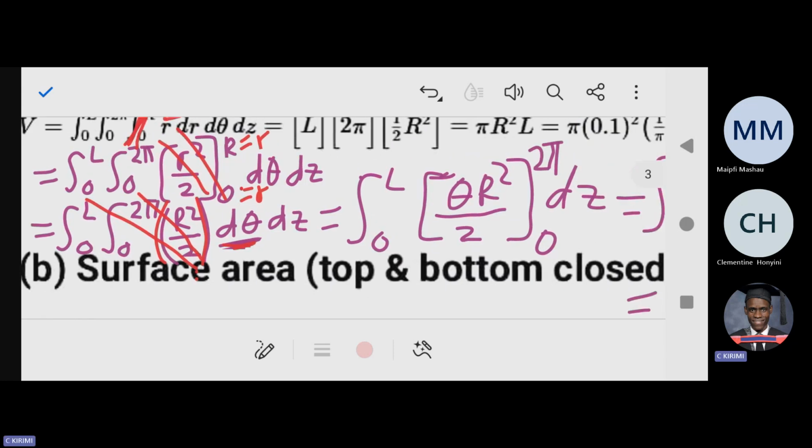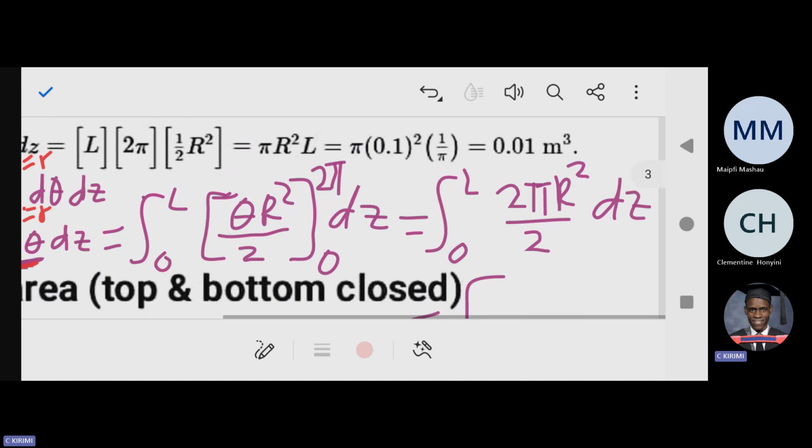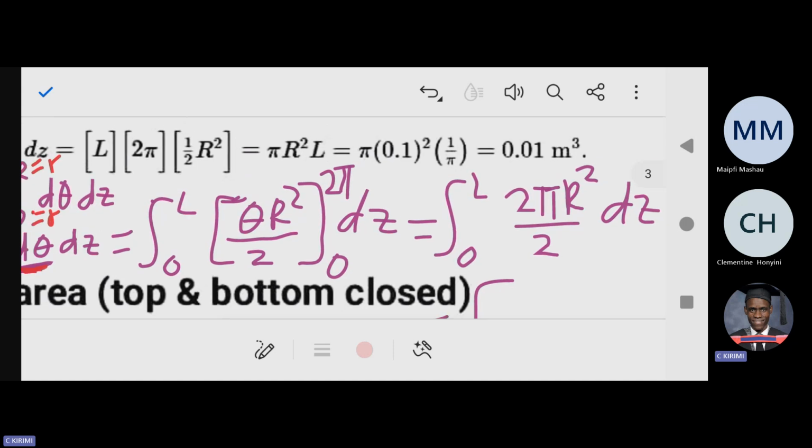You integrate again. That's what I'm talking about. But before you integrate, you replace these limits first into the what? Into the square bracket, where the theta is 2 pi. So where there's theta there, you are replacing theta with 2 pi, which is this one.